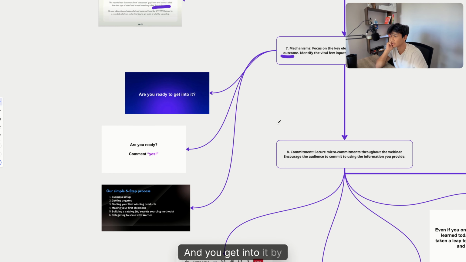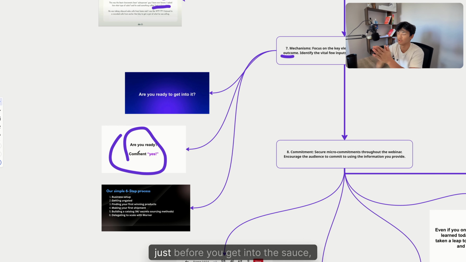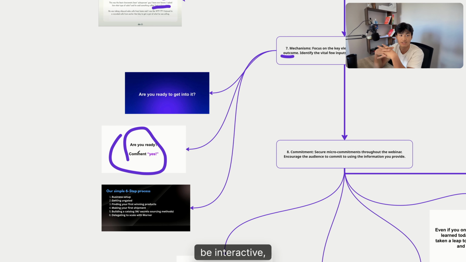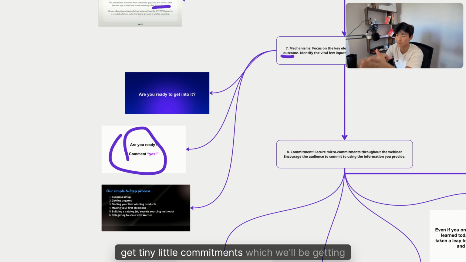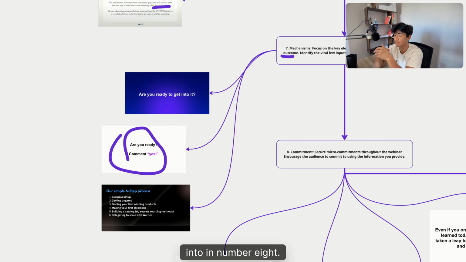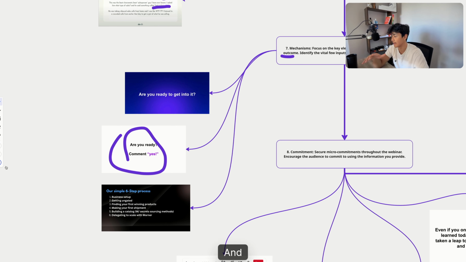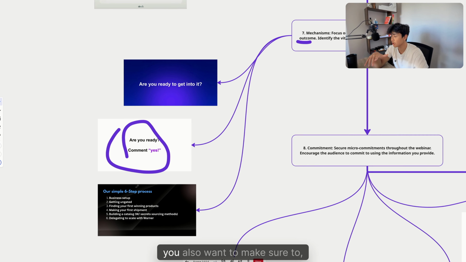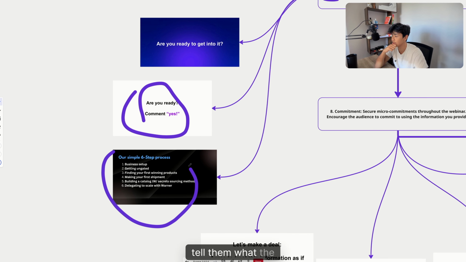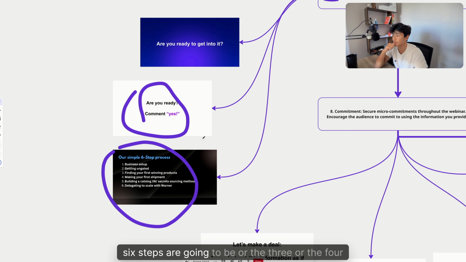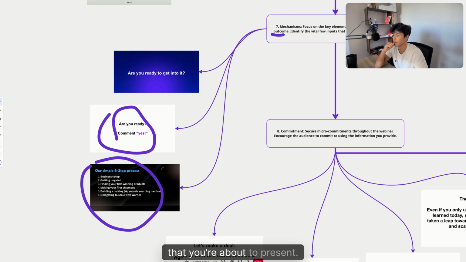And you get into it by, make sure to do this one, which is, just before you get into the sauce, make them all comment in the chat, be interactive, make them excited, make them get tiny little commitments, which we'll be getting into in number 8, but you just want them to be commenting a lot under your webinars. And you also want to make sure to tell them what the 6 steps are going to be, or the 3 or the 4 that you're about to present.